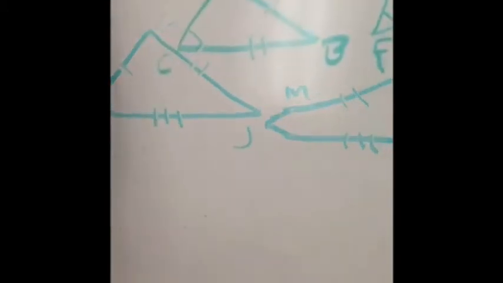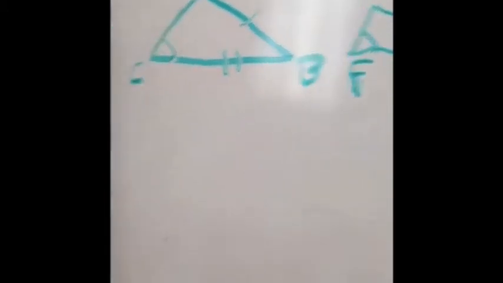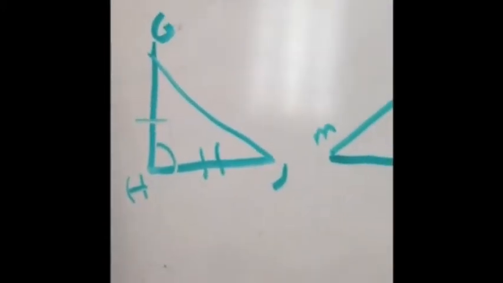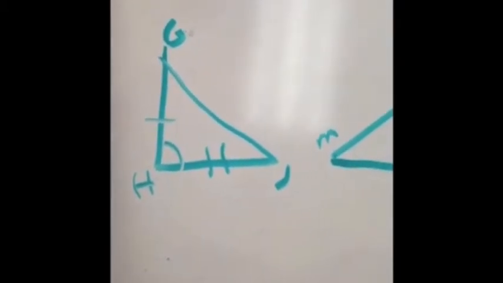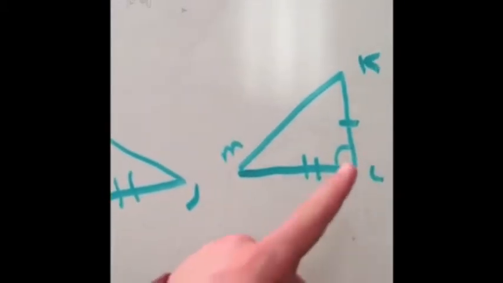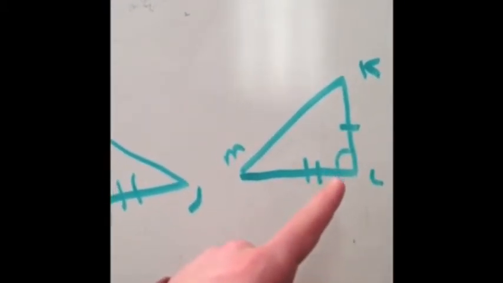S, S, S. Triangles, you can prove them congruent by side, side, angle, because they have two congruent sides and then one congruent angle. Triangles, you can prove them congruent by side, angle, side, because they have two congruent sides and then the angle in the middle. SAS.